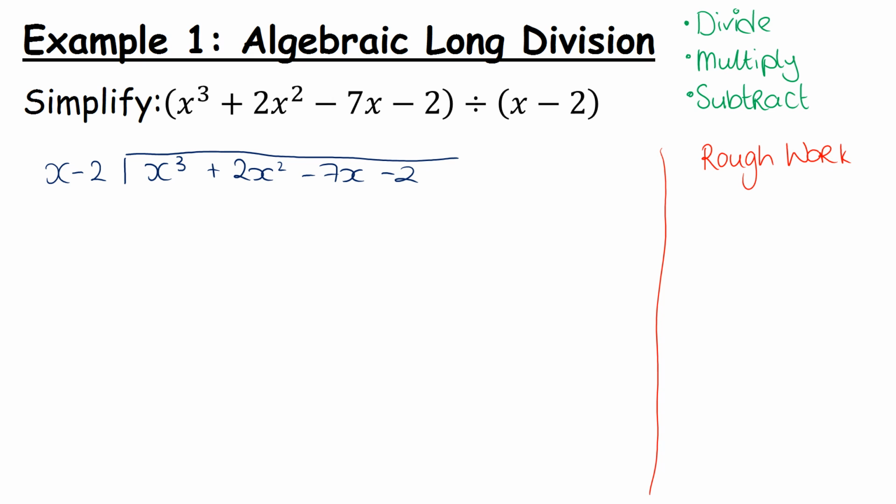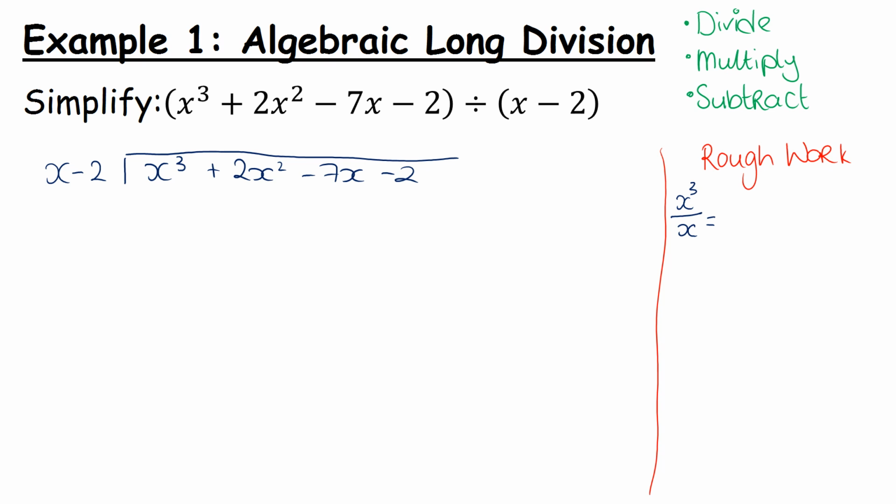I'm going to use the rough work column for this example anyway. So our first step is to divide. So we're going to divide x into x cubed. So what we're trying to do is x cubed divided by x. So straight away you might see what that gives you, and that's fine.